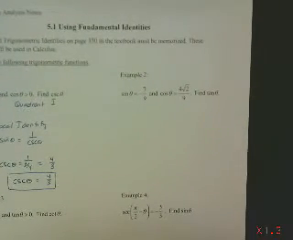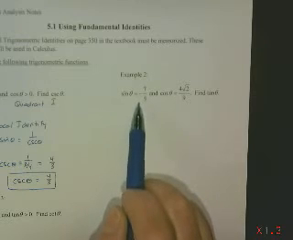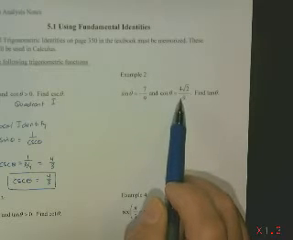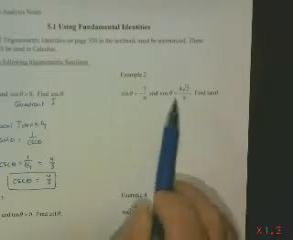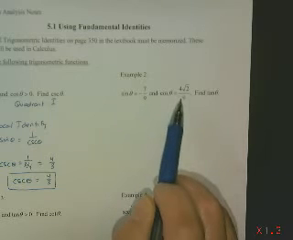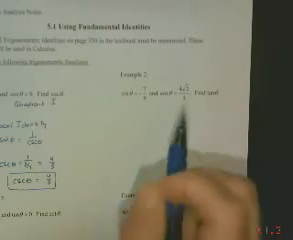My second example, once again, I'm given sine and I'm given cosine, but I want to find tangent. So I know sine is negative. Sine is going to be negative in the third quadrant and the fourth quadrant. Cosine is positive. Cosine is positive in the first quadrant and the fourth quadrant. So this is 3 and 4, this is 1 and 4. So I know that the angle has to be in quadrant 4.